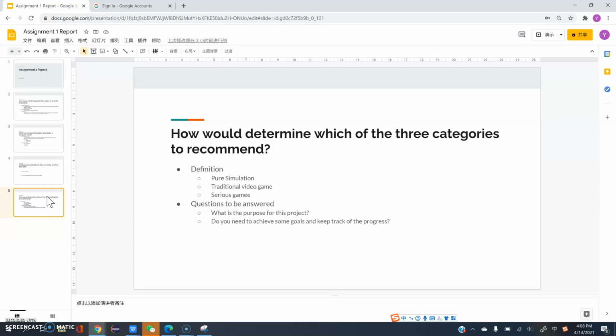The second question is, do you need to achieve some goals or keep track of progress? As I mentioned before, an end state and a score are very important aspects of a game, whether it's a traditional game or a serious game. So if the project is designed to have goals or needs to report scores, then it should fall into a game. Otherwise, it should be a pure simulation. In general, these two questions should be enough for this person to make a decision.